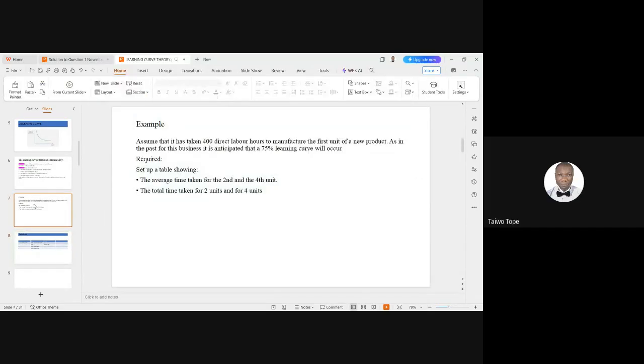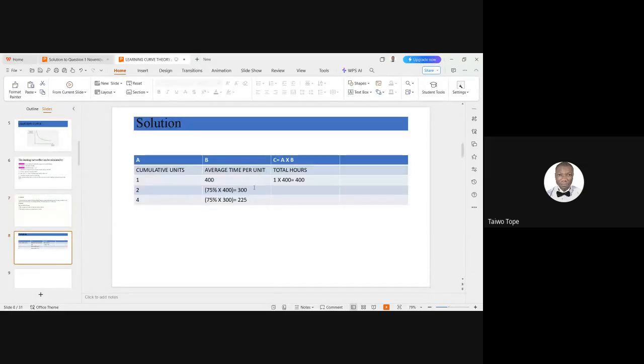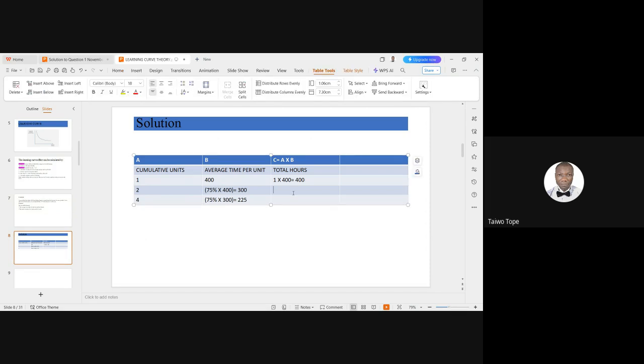What's I'm saying now? Total time taken, yes. So total time. We have the total hours for the first unit will be 400 hours. For the second unit, it will be 2 by 3. So we have it as what? 600. The total time for the fourth unit will be what?